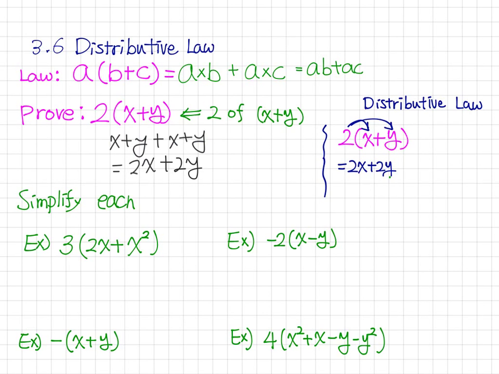Now, using the distributive law, we have the 2 in the front, so we multiply the 2 to both x and y. That's what each arrow means, multiplication. So 2 times x becomes just 2x, and 2 times y becomes just 2y. Okay?